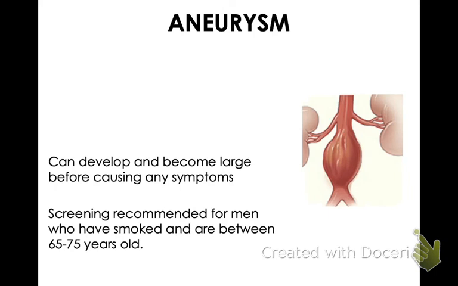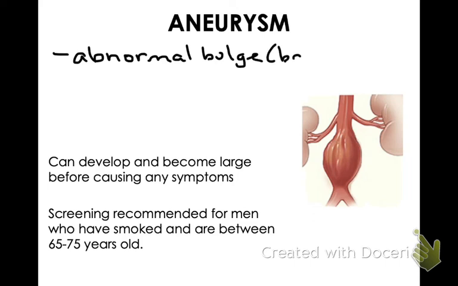All right, the last one for today is aneurysm. It's our last heart issue. An aneurysm, in this picture, is basically a ballooning or bulging of the artery, and that's going to be abnormal. We don't want the arteries to look like that. We want it to be nice and strong. So it's abnormal bulging. Sometimes they'll call it ballooning of an artery wall.